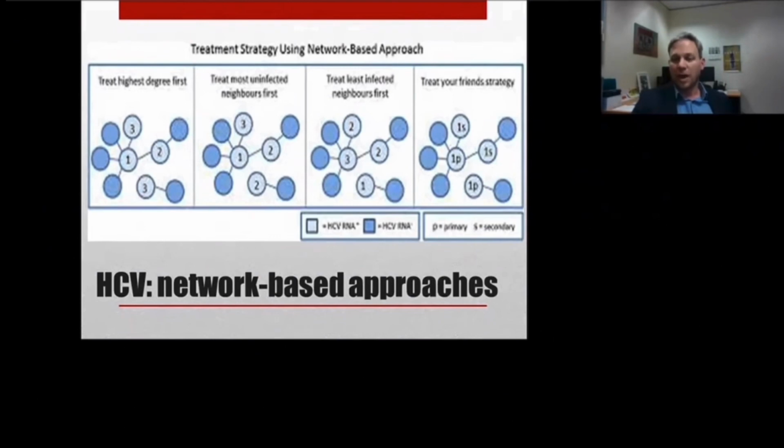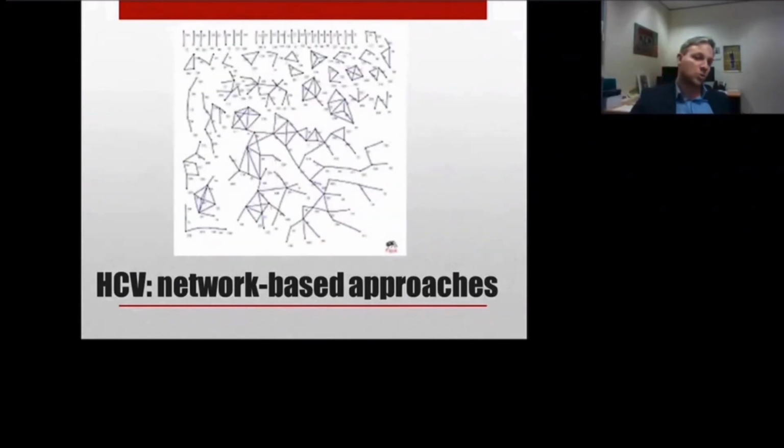Or you can use a treat your friends strategy. So just bring along those people who are closest to you in your network. And the modelling suggests that the treat your friends approach was as good as any approach. In fact, it was one of the best performing approaches. And so that's informed how the Hep C elimination strategy is going to work, at least in Victoria and perhaps Australia, in terms of how we recruit individuals to be tested, to be treated, and so on.